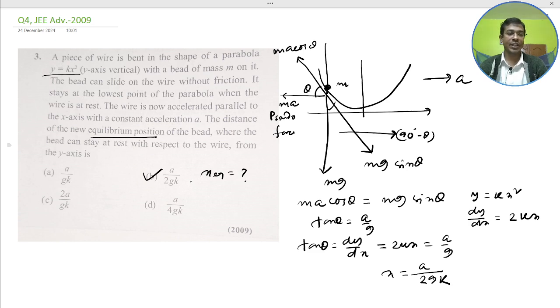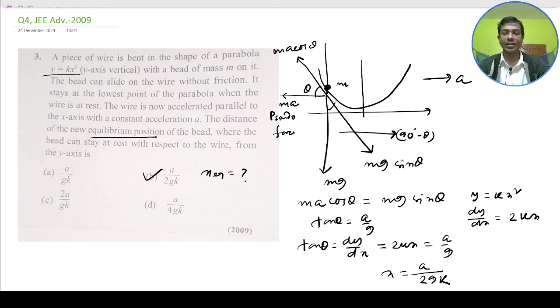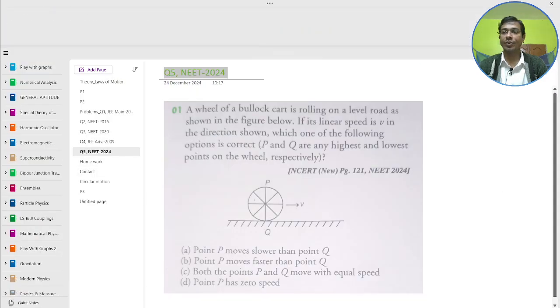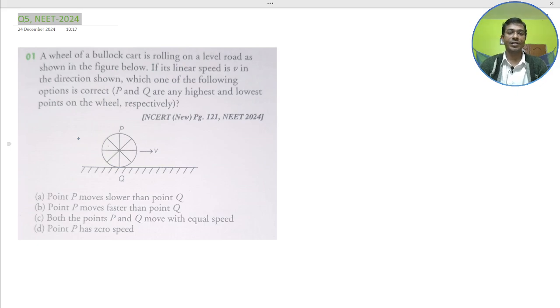This type of question has come in the JEE Advanced. Just be careful, think, and do this problem easily. Next one is a NEET 2024 recent type of question, a theoretical question. So do not ignore the theory as well. A wheel of a black cart is rolling on a level road as shown in the figure below. If its linear speed is v in the direction shown, which one of the following is correct? P and Q are the highest and the lowest points of the wheel. This is the highest point P and Q is the lowest point, and this direction is the velocity.